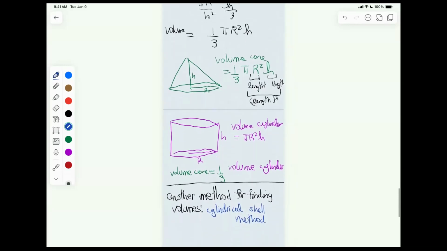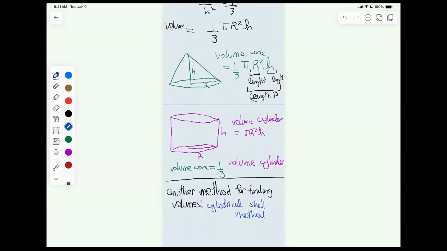Under R squared, you have length squared, under H, you have length squared. The advantage of having these with the actual variables instead of numbers is that you can keep track of the units. The radius has units of length, so when you square it, you get length squared, and the height has units of length. That guarantees that whatever this formula is has the right units.